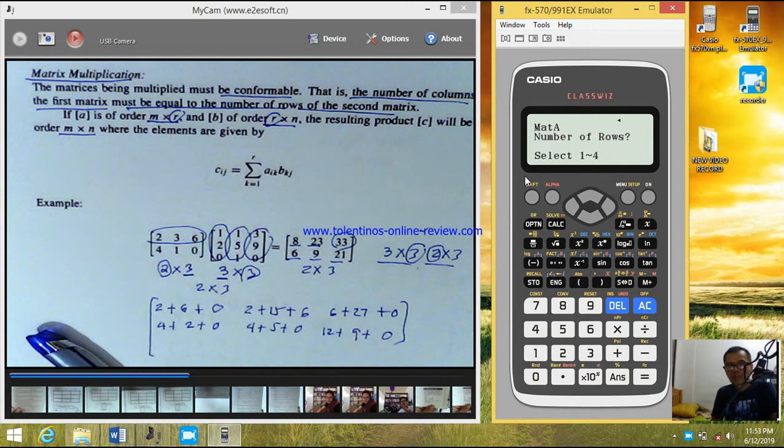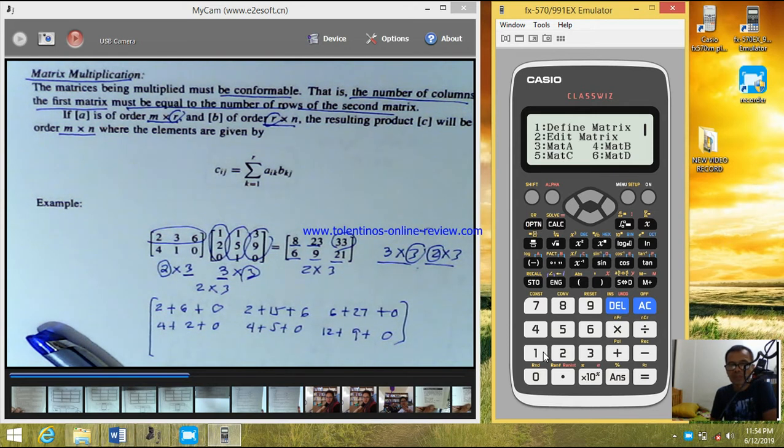Okay. Select number of rows. Ilang yung number of rows dito? 2. Okay. Number of columns is 3. So, 2 by 3 na siya. And then input 2, 3, 6, and then what? And then 4, 1, and then 0. Okay. Then AC, enter mo yung option.